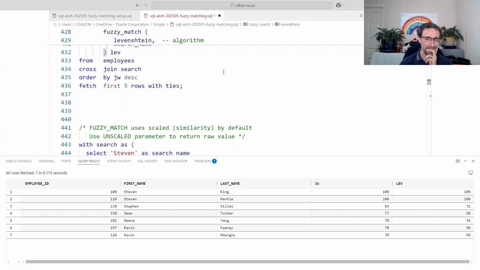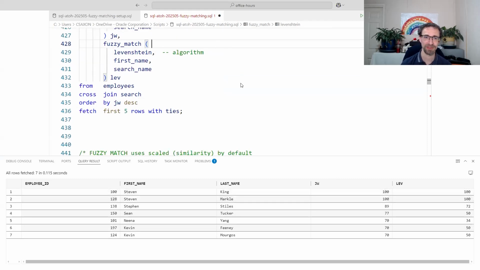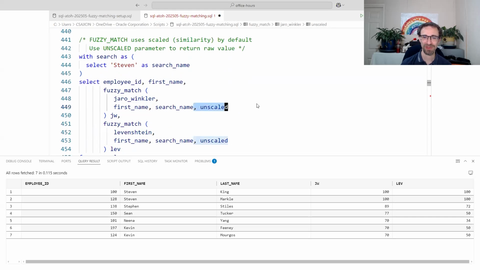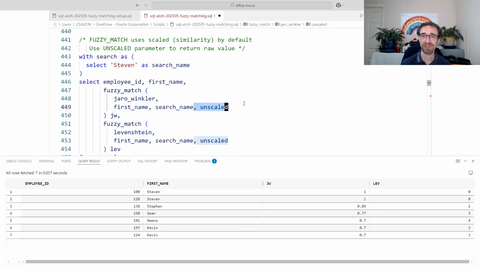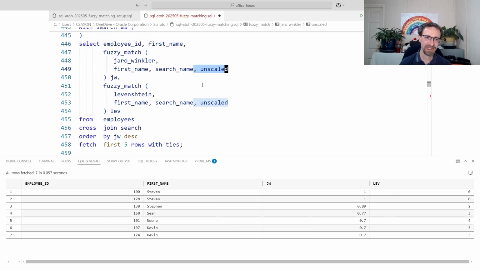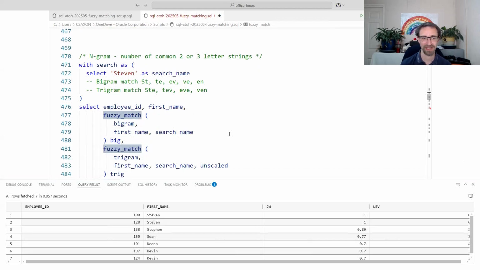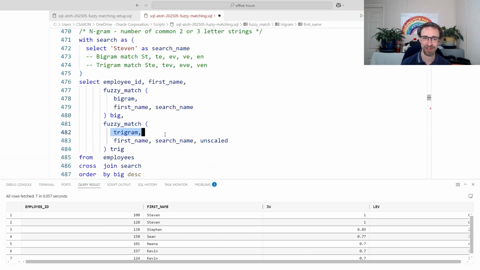One of the things you might notice is that this is giving us the 0 to 100 scores, so the percentage scores. It does that by default. If you want the raw scores, so Levenshtein, the number of characters, and Jaro-Winkler, which is actually the score from 0 to 1, we can use the unscaled parameter to return those raw scores as well, if you want them for whatever reason. Okay, so at this point, that's nice, but what else does it do? Well, fuzzy match has a bunch of other algorithms it supports, like n-gram, so bigram and trigram.